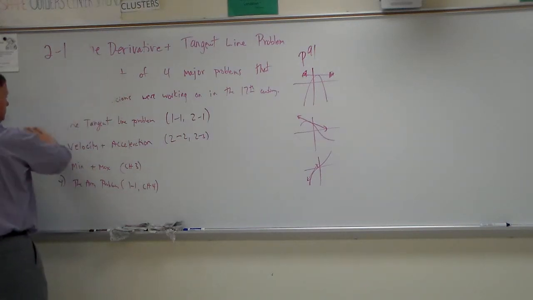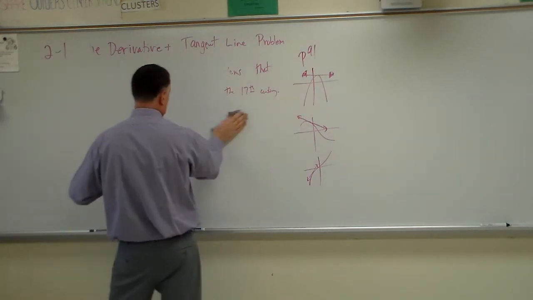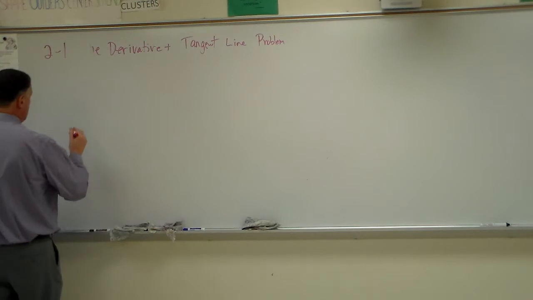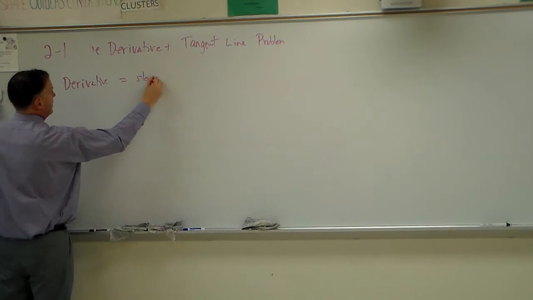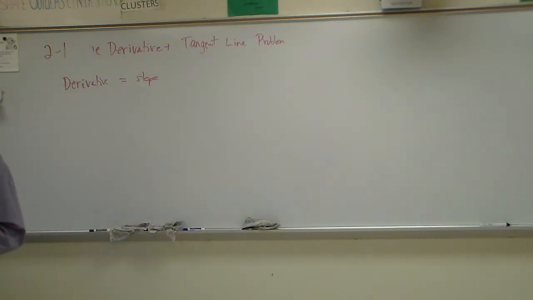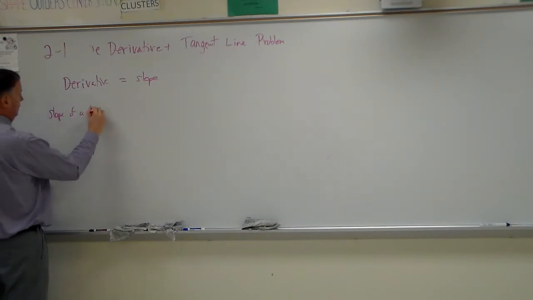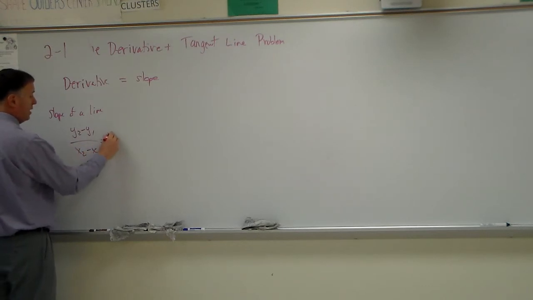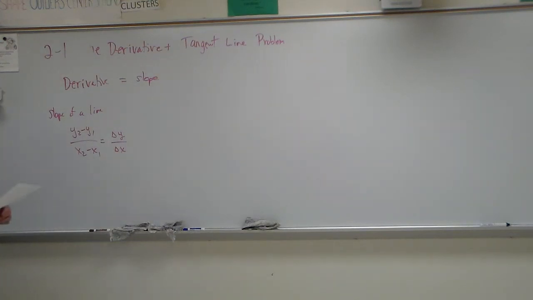Continuing with 2.1, the word derivative is going to be slope. We got to get used to that. Get used to hearing the word derivative and know that it means slope. And when we think of slope of a line, we're talking y2 minus y1 over x2 minus x1, right? We call that delta y over delta x. Delta means change. It means change in y over change in x.